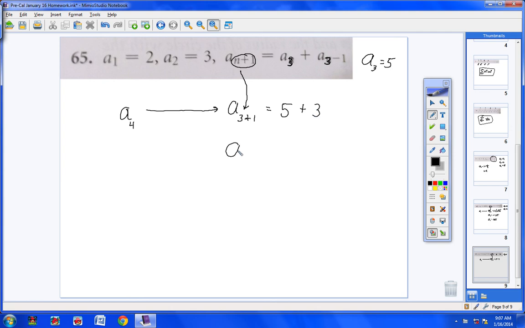So here we go, 3 plus 1 is 4, so term number 4 would be 8. Term number 4 would be 8. I always glance and check the answers to make sure I'm right. Yep, that is correct. And so we're good to go.